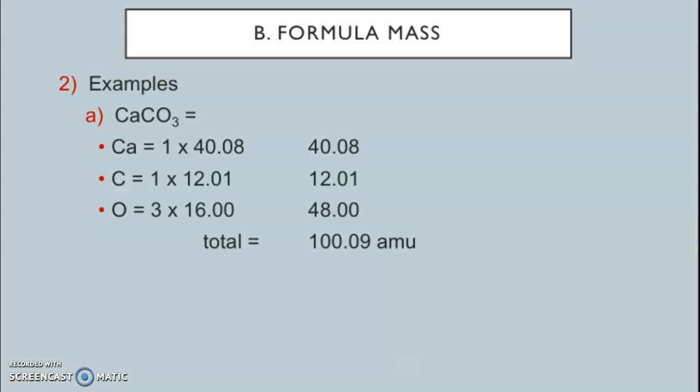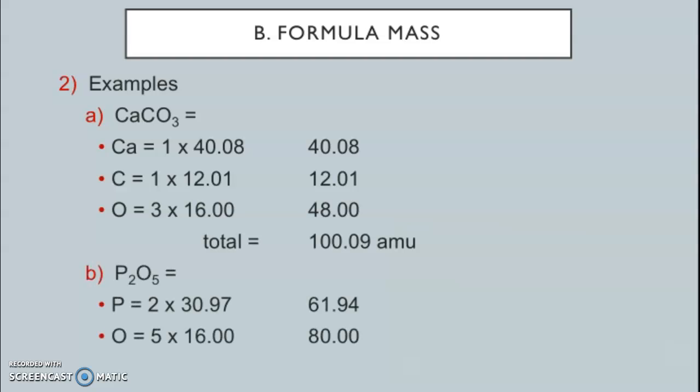Okay, so we're adding the masses according to the periodic table, so everything on the periodic table is listed in the unit AMU, atomic mass units. All right, for P2O5, same thing. We'd look up phosphorus, this time timesing it by 2. We look up oxygen, this time timesing it by 5, and then we would add those 2 together, and there we would have our mass for P2O5.